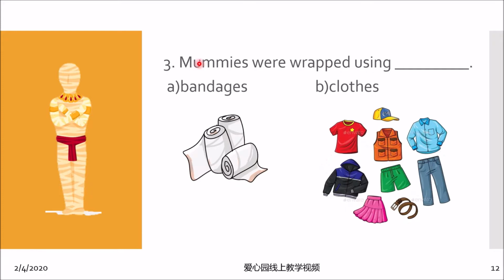Number 3, mummies were wrapped using A. bandages, B. clothes. The correct answer is bandages. Normally, we use bandages when we have scars or when we fell down and hurt ourselves. But in ancient Egypt, bandages were used to wrap mummies, and also they did not have such beautiful clothing as we have today.